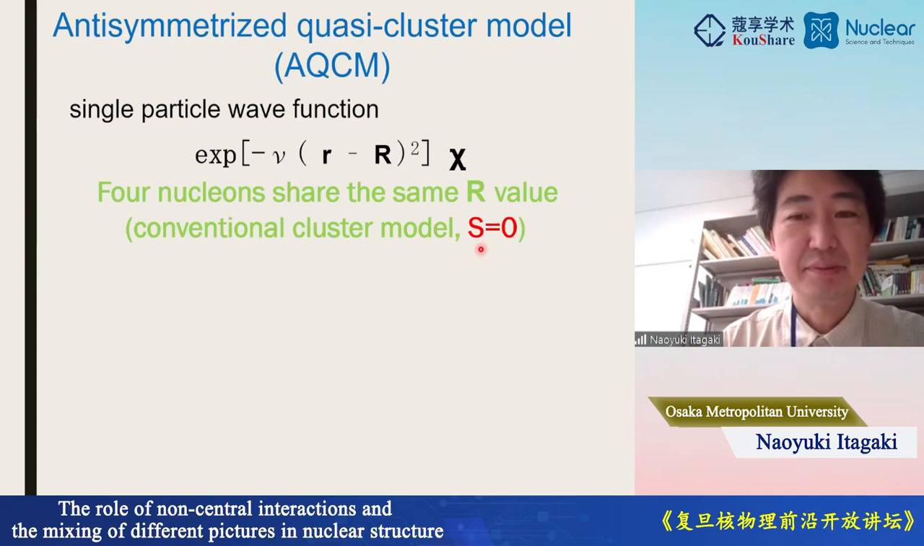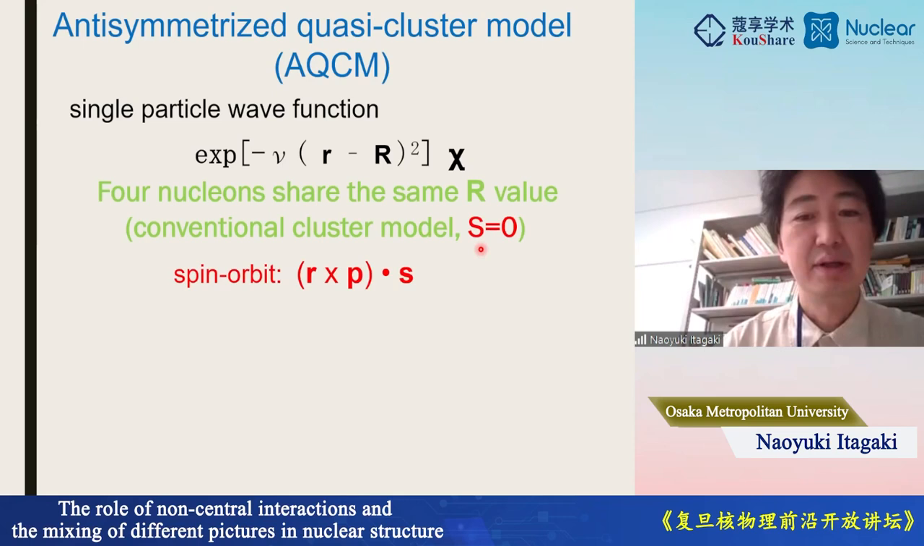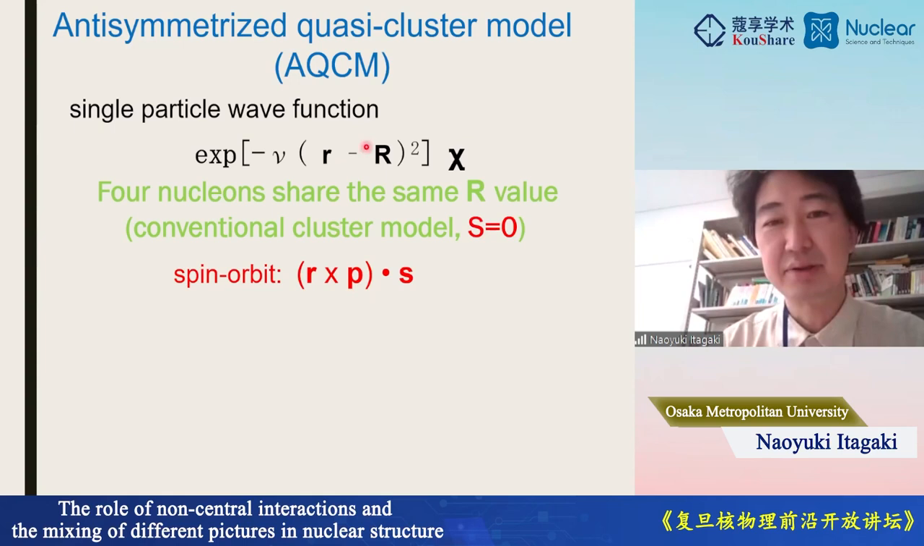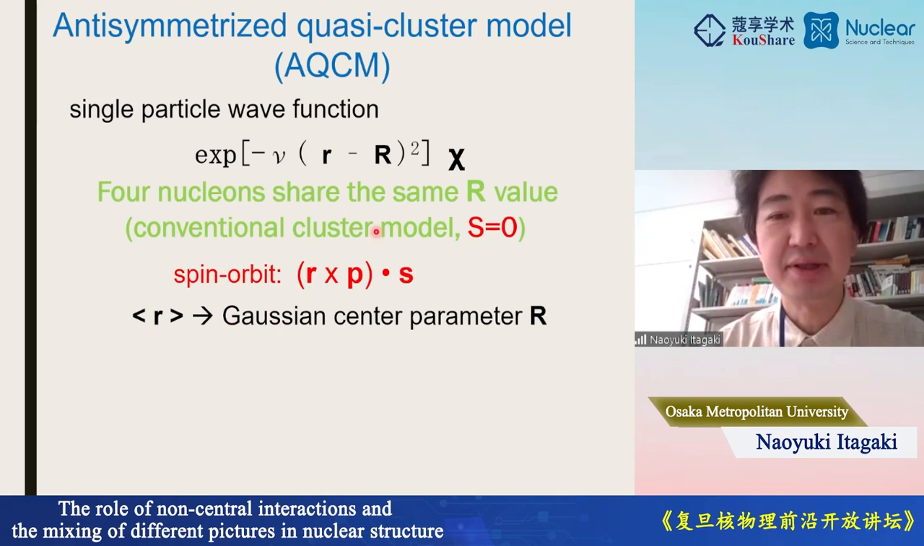Then the spin orbit interaction has this kind of form, L dot S. L is R vector product with P. Okay, how can we include this effect using this type of wave function? Just to get a feeling, let us calculate the expectation value of R and the expectation value of P using this wave function, just to see what happens. The expectation value of R is just this value because the nucleon is localized around capital R. So the expectation value of R is capital R.